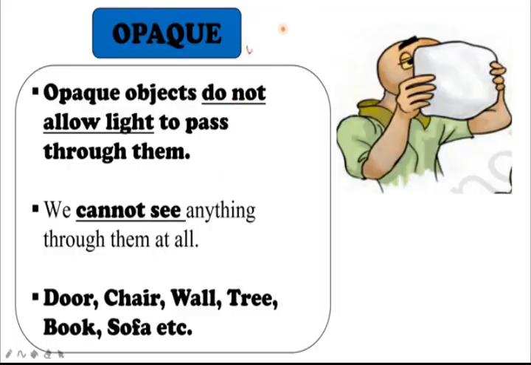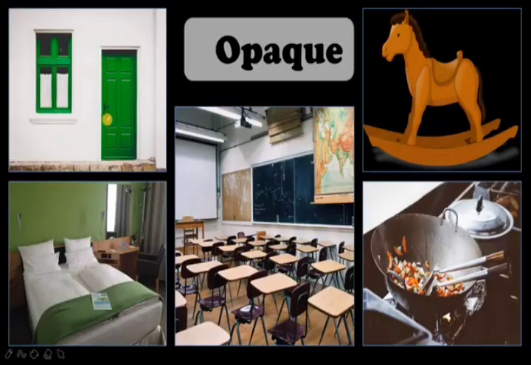Okay, and the last, it is opaque objects. Opaque objects do not allow light to pass through them. Not even a single drop of light can pass through this medium. So we cannot see anything through them. So the examples: door, chair, wall, trees, book, sofa, etc. These are the examples of opaque objects. Students, these are common examples, you have learned in the previous chapter also.